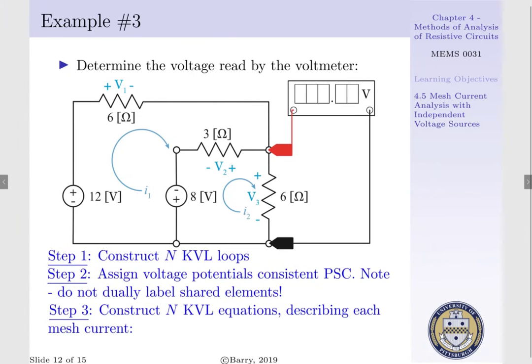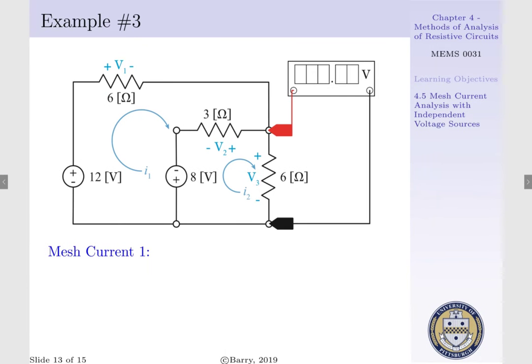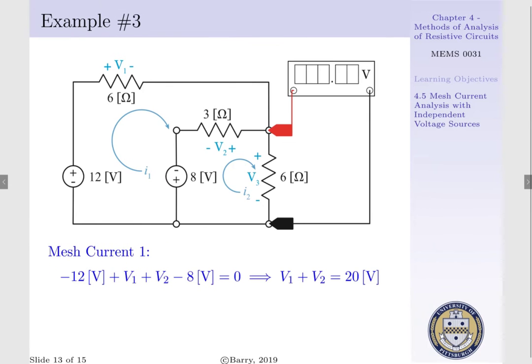Step 3 is to construct n KVL equations. That is, we are going to need 2 KVL equations for our system. In doing such, for our mesh current 1, we can have the following. Minus 12 volts plus V1 plus V2 minus 8 volts is equal to 0. Or we can say V1 plus V2 is equal to 20 volts.